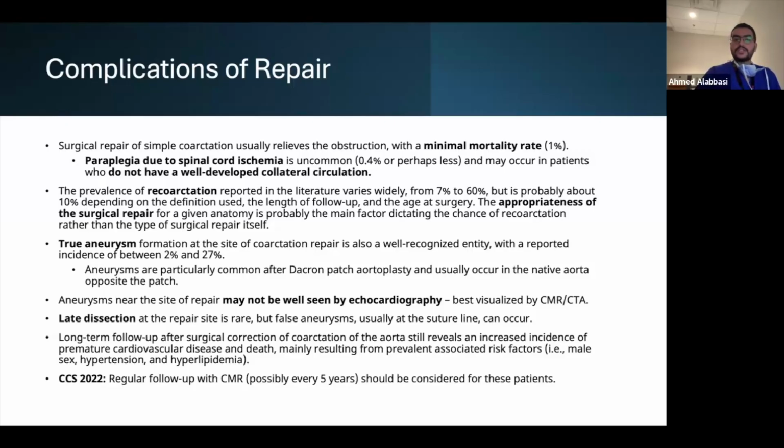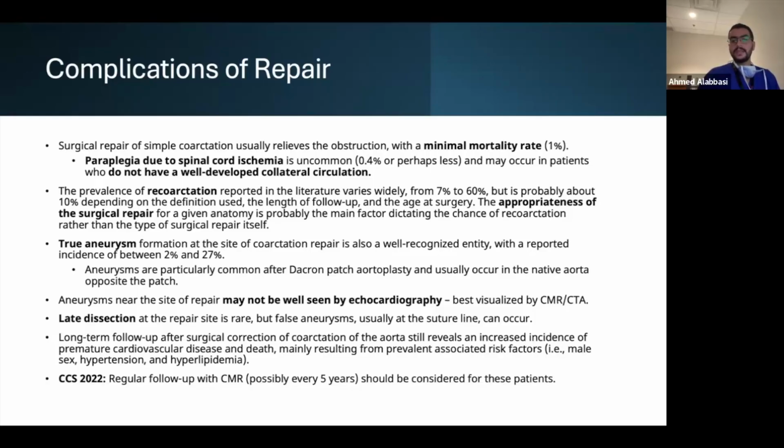Sometimes you can get a true aneurysm, and this is a well recognized entity, and it can occur between 2 to 27%. Usually that's common after a Dacron patch or aortoplasty, and usually occurs at the native aorta, which is opposite to the patch. You should be checking for this with follow-up CMR or CTA. The CCS does recommend possibly a CMR every 5 years to look for these complications.